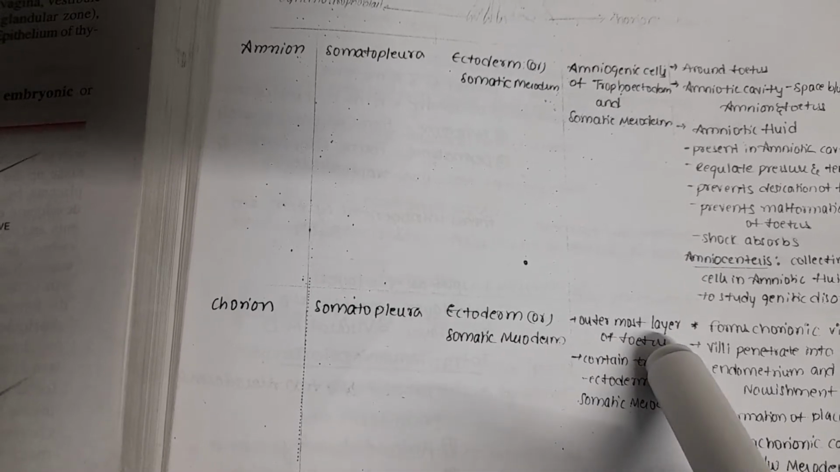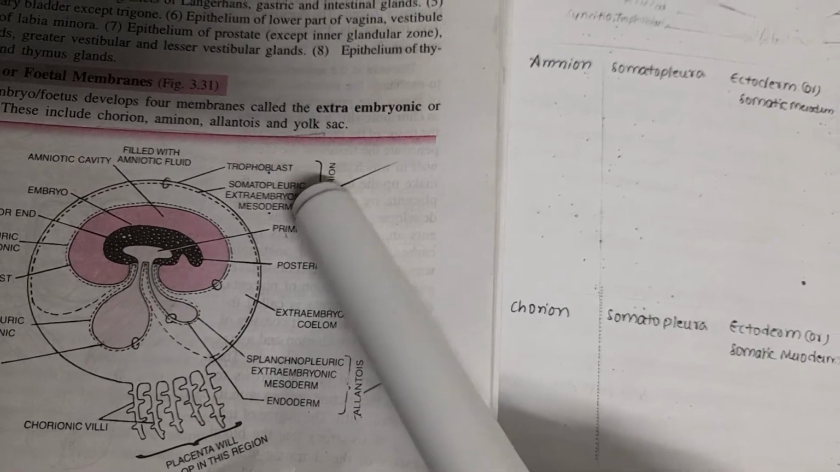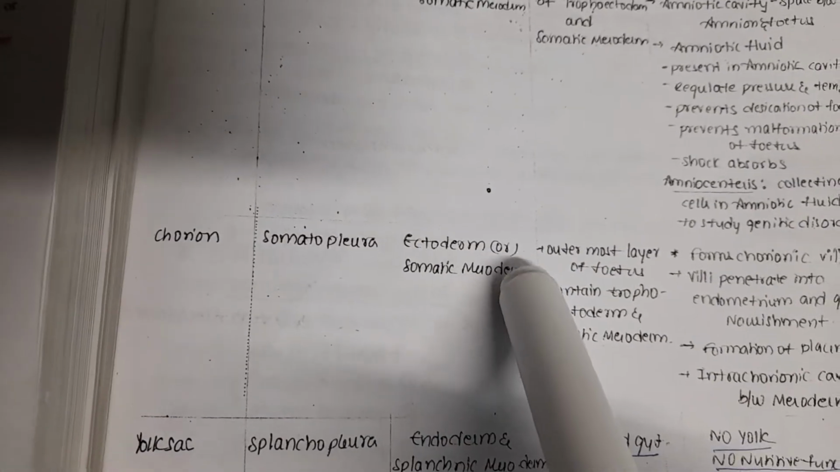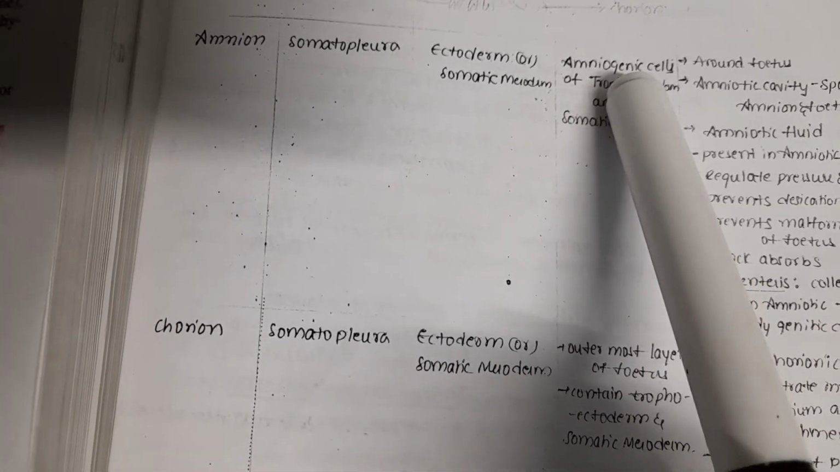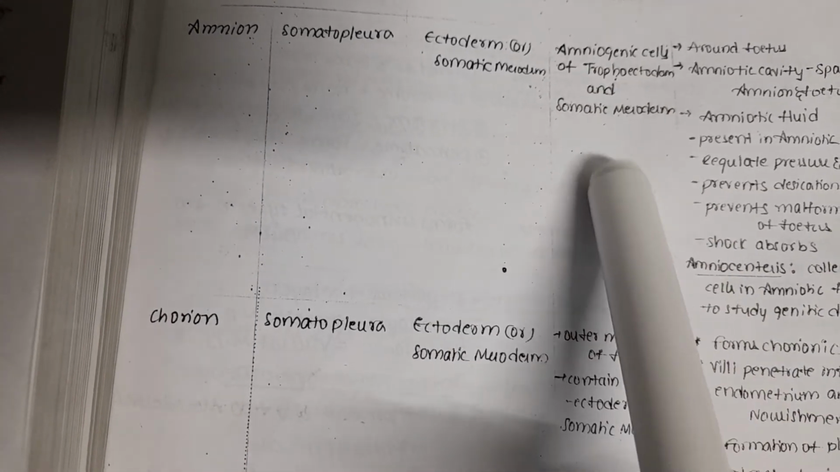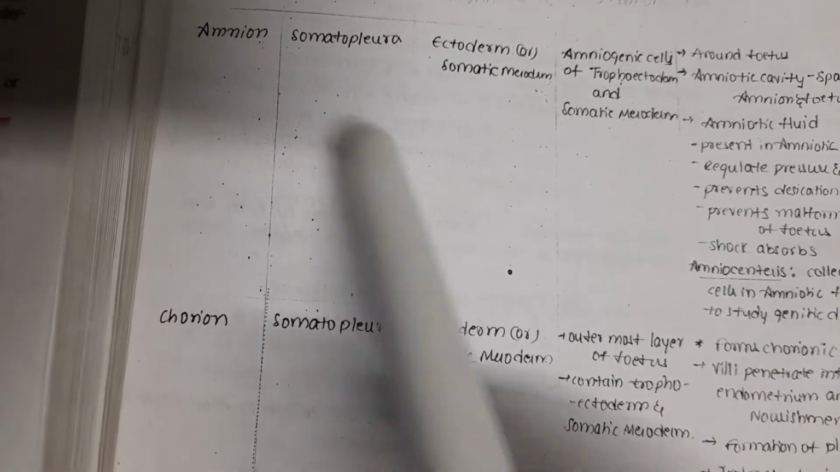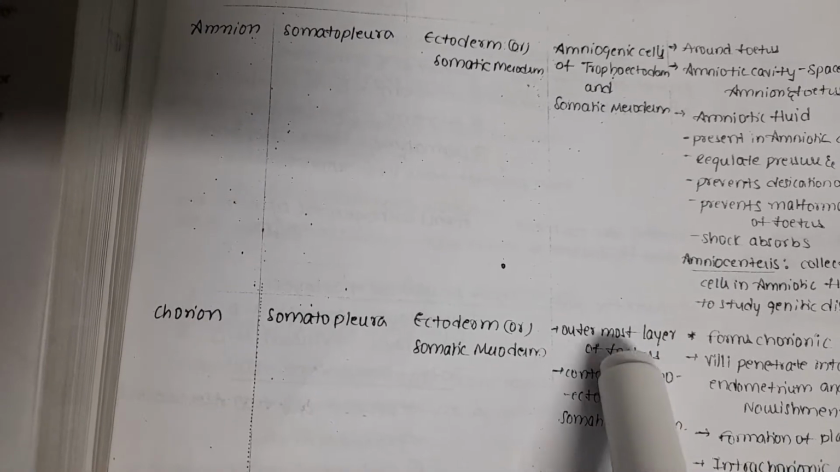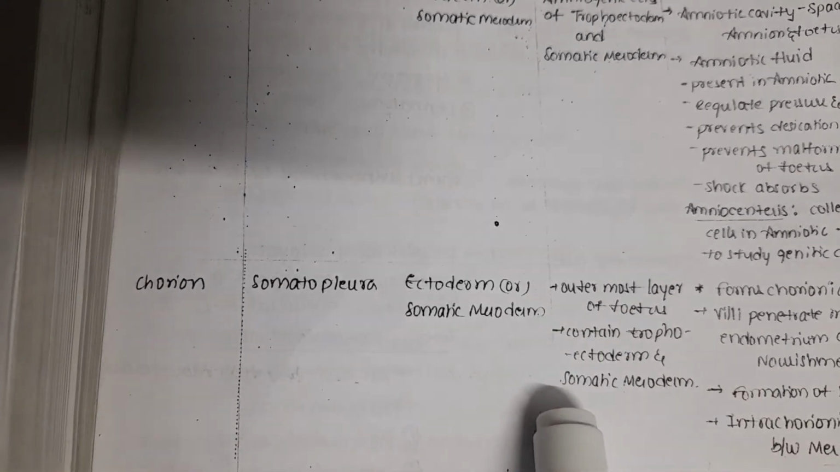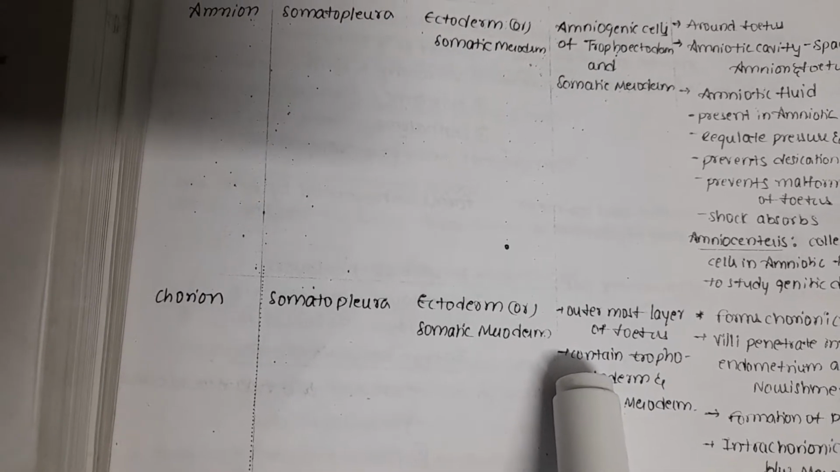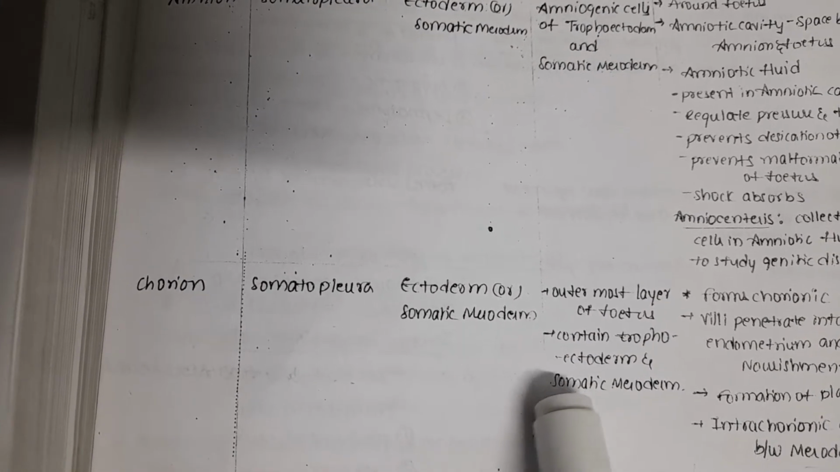Here outermost, the chorion is the outermost layer. Chorion is the outermost layer of the fetus, and here amniogenic cells of the trophectoderm and somatic mesoderm together form amnion. Here outermost, this is the outermost layer of the fetus and contains trophectoderm. It contains trophectoderm and somatic mesoderm here also.